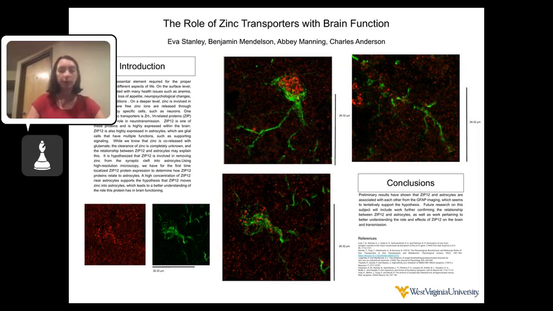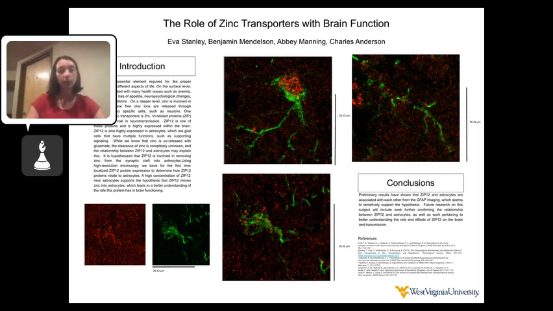The places where there is a direct overlap of these two colors on the images show a colocalization of ZIP12 and astrocytes, which shows an association between ZIP12 and astrocytes, as well as a step in proving the overall hypothesis.